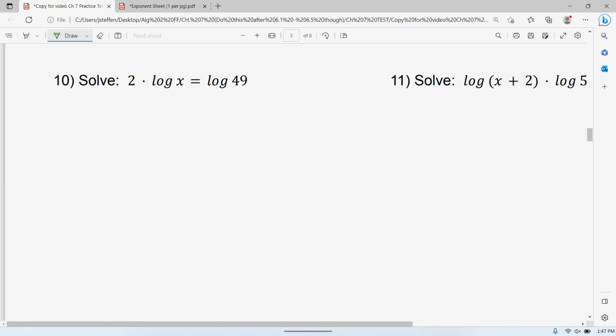All right, moving on to the next one, number 10. So we're solving this one. Now there's a couple different ways you can solve this. I think this is going to be the easiest way. It's equal to the log of 9.